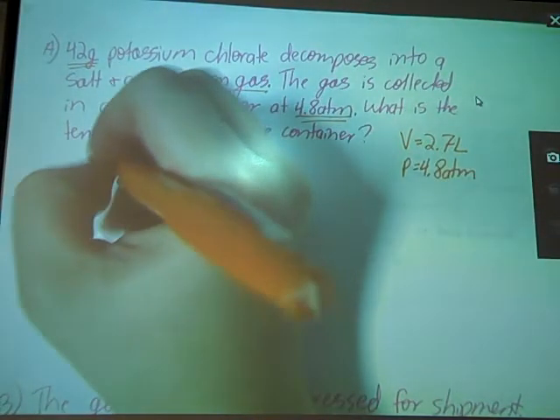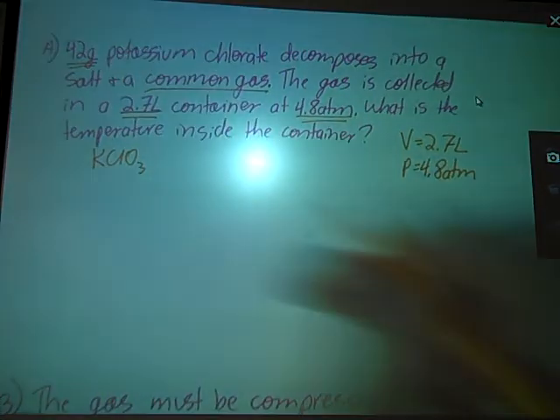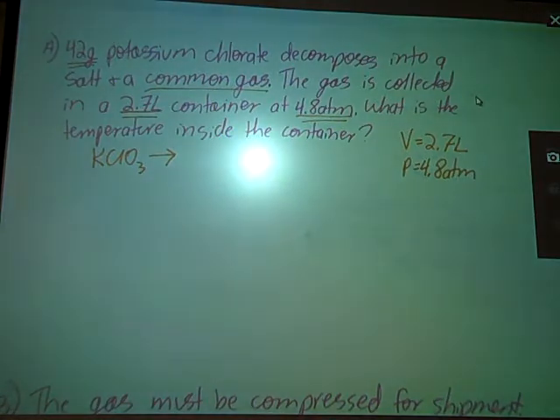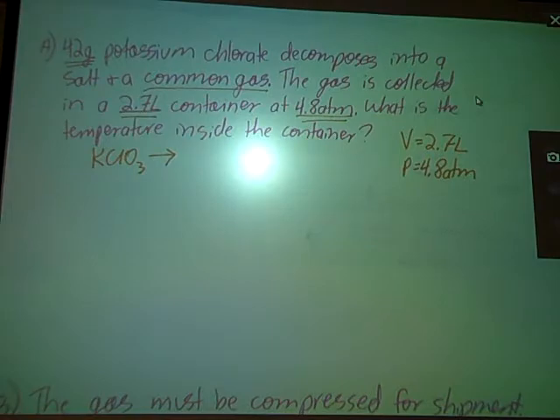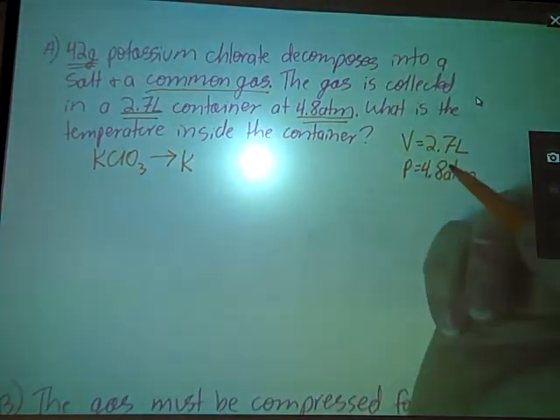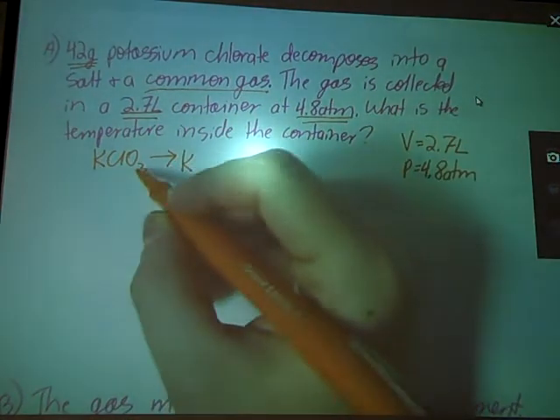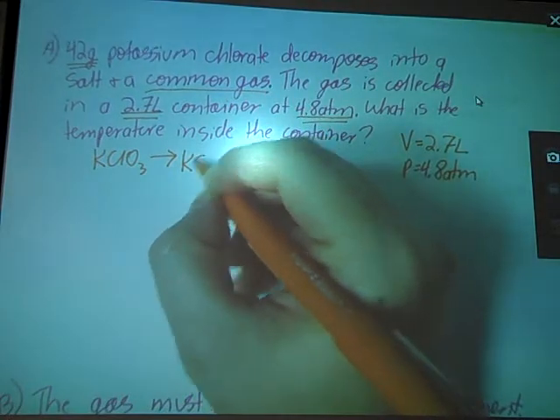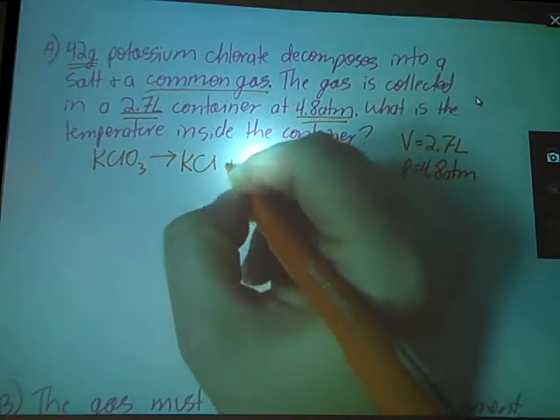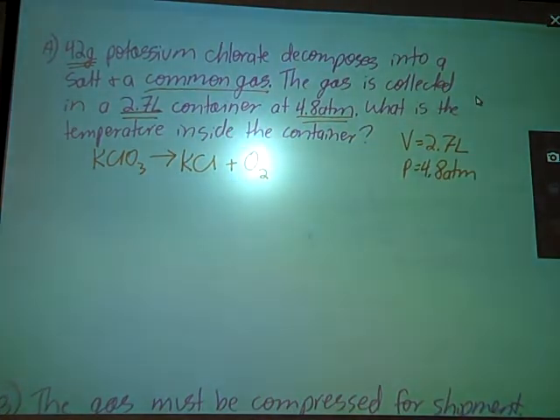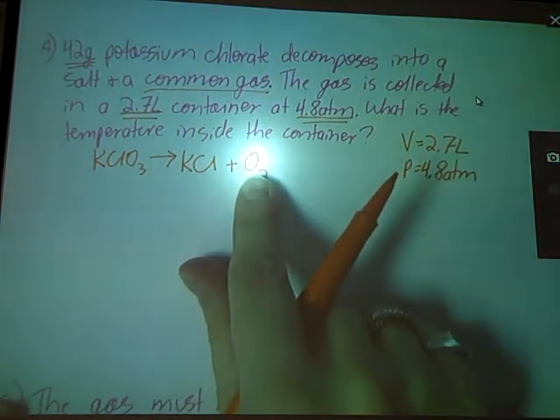So, the problem tells me that potassium chlorate is decomposing. So one thing becomes two or more into a salt. So a positive ion with a negative ion, typically a halide, but not always by any stretch. So K is my only positive, and a common gas. Well, there's two gases I can get out of here, chlorine gas or oxygen gas. But since I'm making that halide salt, we know oxygen is our common gas. So this is what we're collecting.